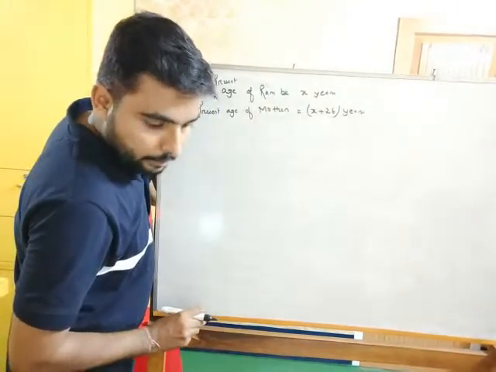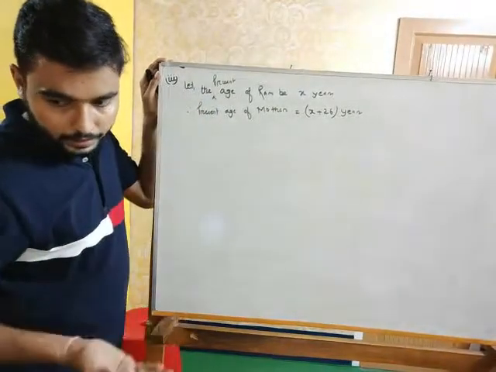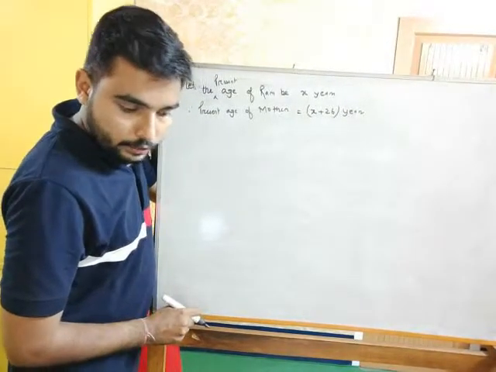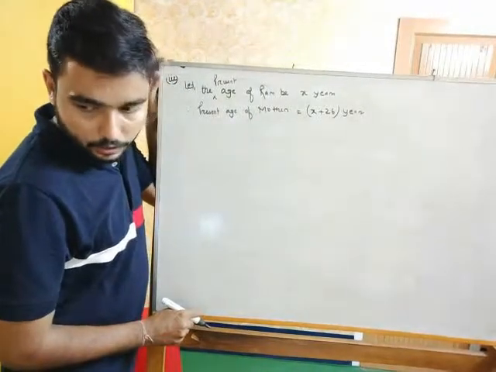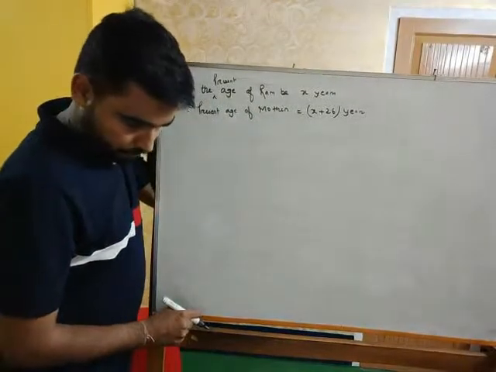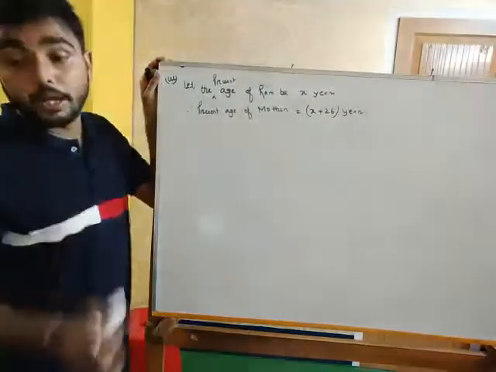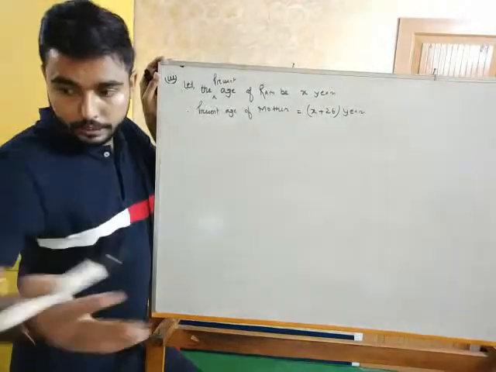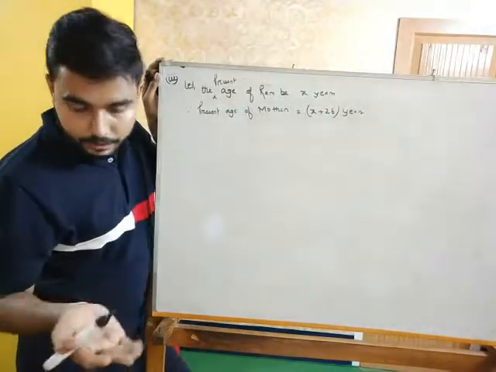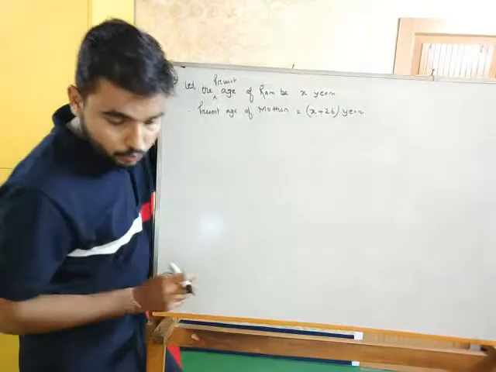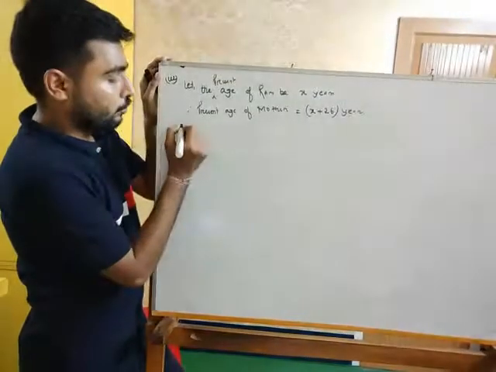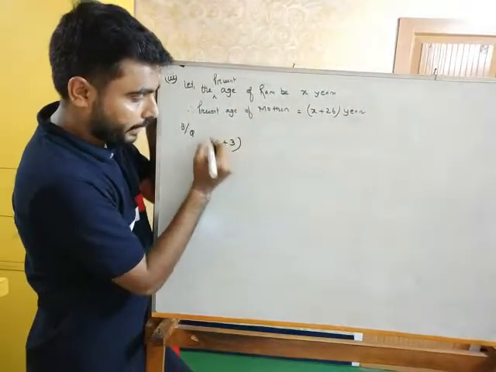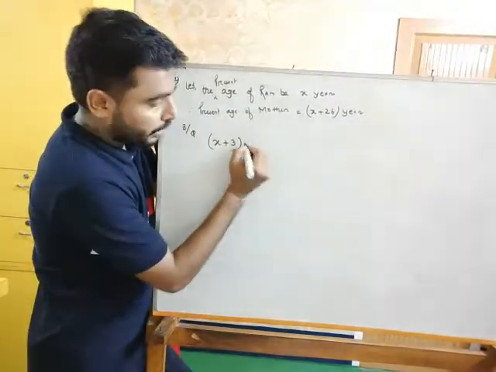What did I say? The product of their ages. Next condition, what is the condition? The product of their ages 3 years from now will be 360. 3 years from now means the coming 3 years, that means the product of their ages will be 360. So by the question, what is the present age of Ram? It is x. So after 3 years it will be x plus 3. This age into the age of mother.